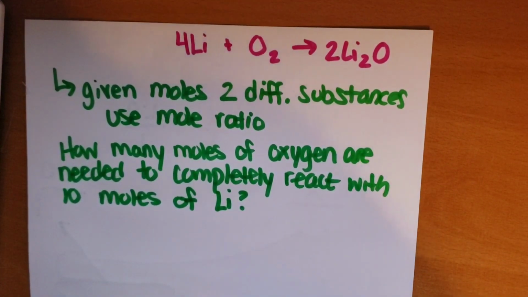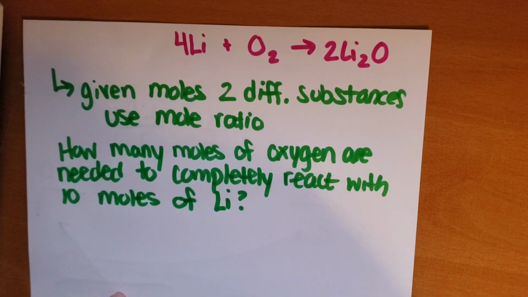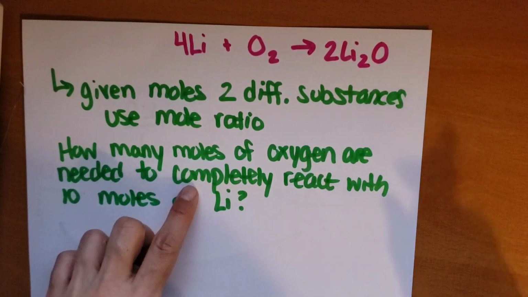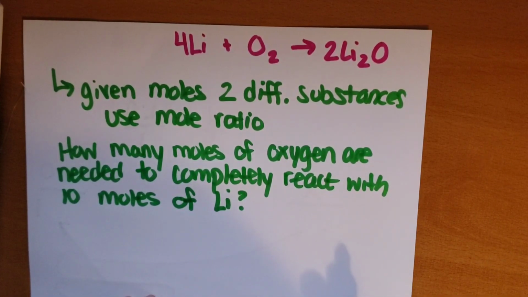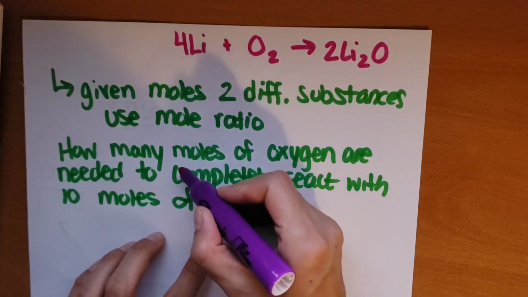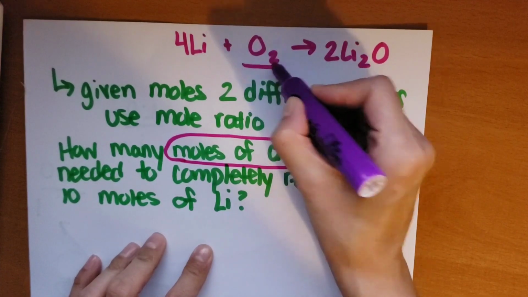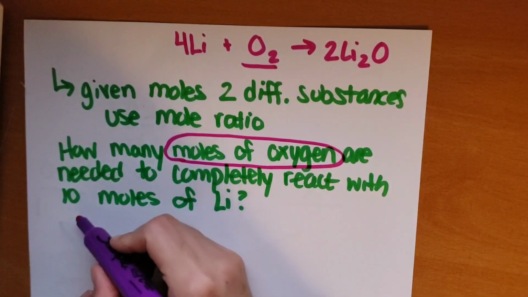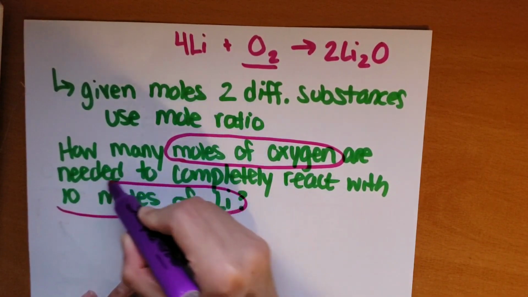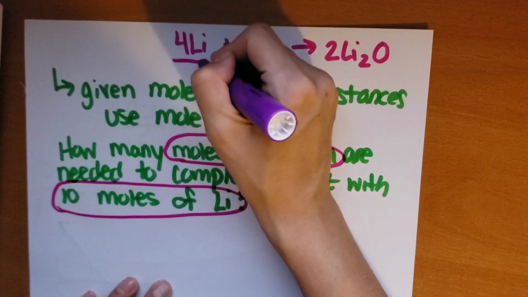The last kind of problem you may have to solve occurs when you're given the moles of 2 different substances. Then you're going to have to apply the mole ratios. So when we look in this sample question, it asks how many moles of oxygen are needed to completely react with 10 moles of lithium. So here we're looking for moles of oxygen, so I'm going to underline oxygen. And I'm given that they're going to react with 10 moles of lithium. So I'm going to underline lithium.